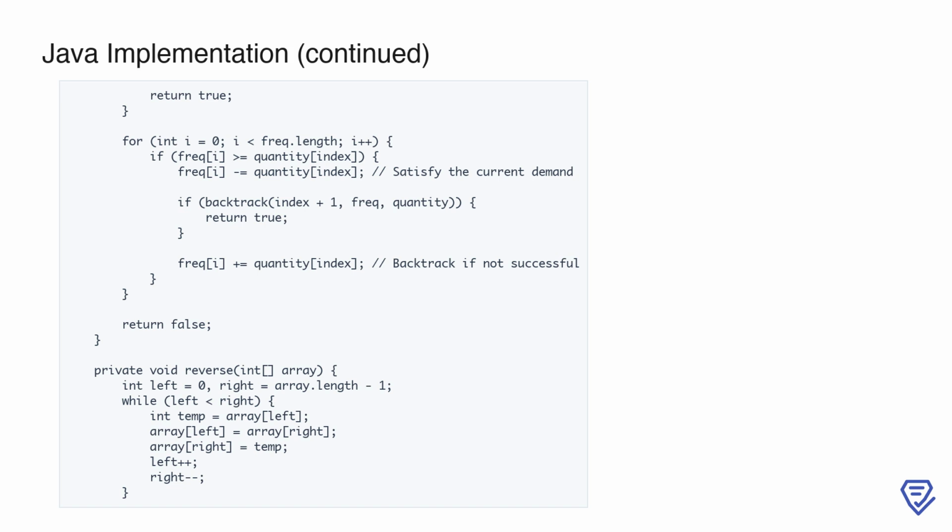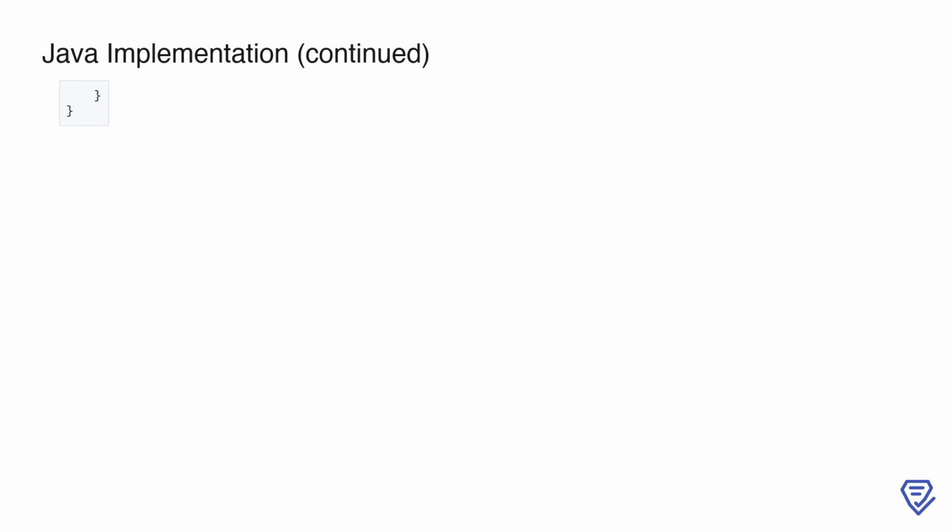Additionally, the reverse method helps us reverse the quantity array in place, using a two-pointer approach to swap elements from the start and end until the pointers meet in the middle. Finally, we close out our implementation with the end of the reverse method and the class definition. The reverse helper method ensures that the quantity array is reordered in descending order, which, as mentioned earlier, helps us address larger demands first, improving the efficiency of our solution.